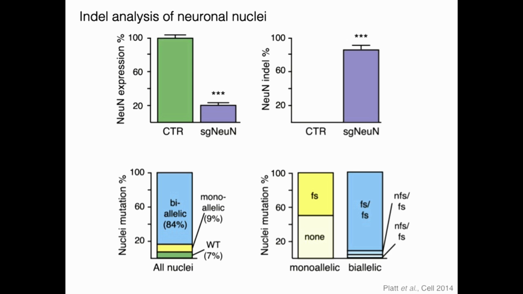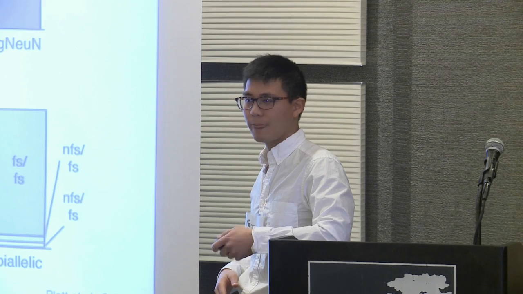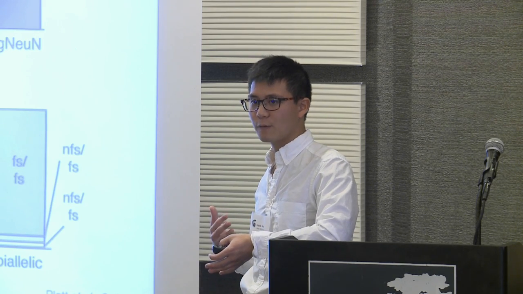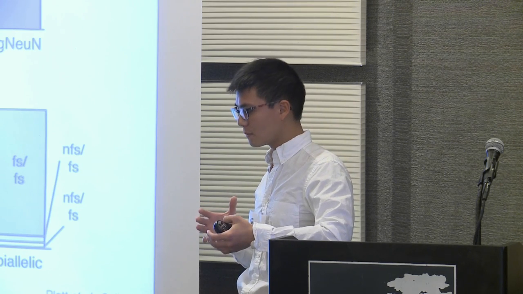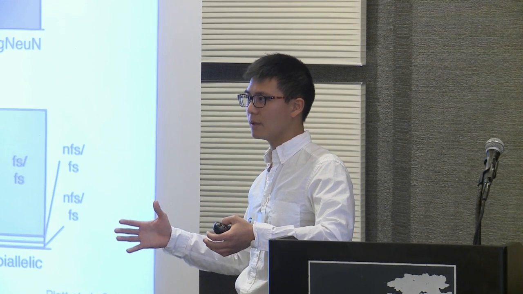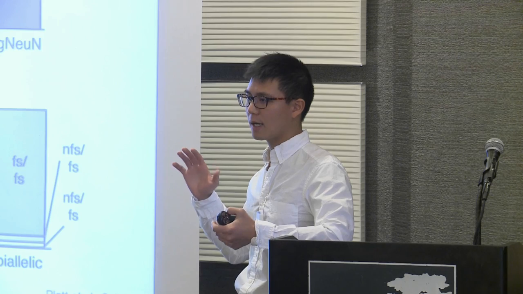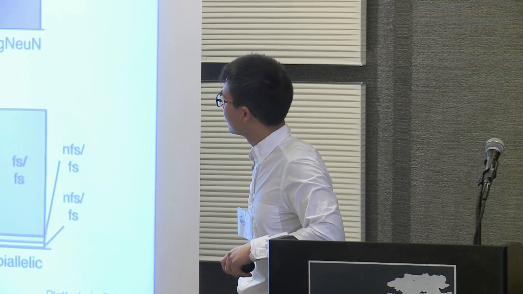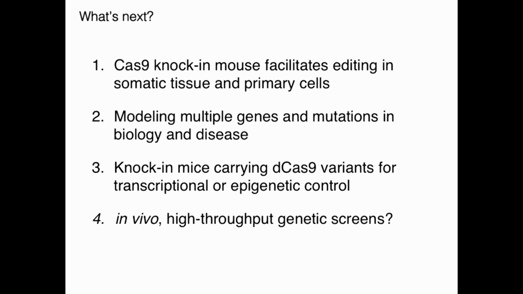Whether or not this really high level of frameshift mutation and biallelic modification is neuronally specific, or might be a general mechanism in cells where you edit to completion, if you will, remains to be seen. So what's next?